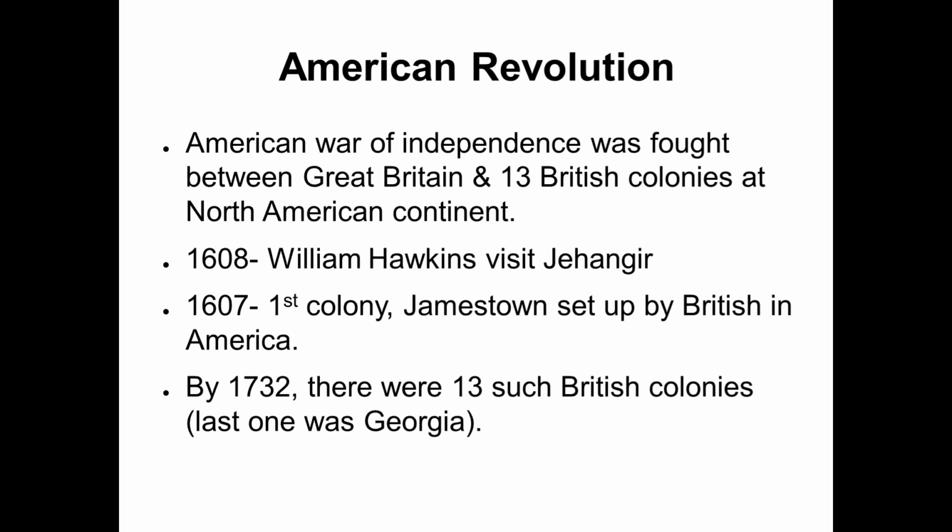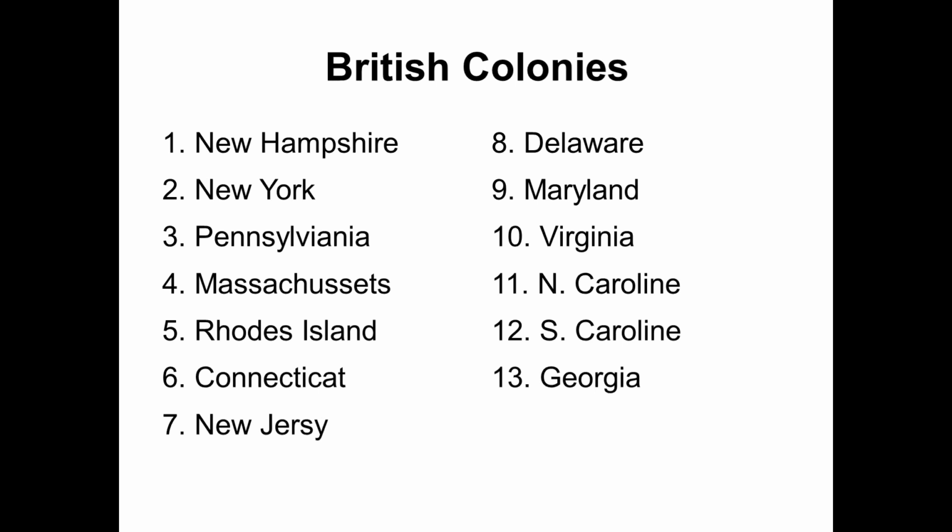Between 1607 and 1732, there were 13 such British colonies. The last one was Georgia. So it took them less than 150 years to make 13 colonies in what we today know as the United States of America. These were the colonies: New Hampshire, New York, Pennsylvania, Massachusetts, Rhode Island, Connecticut, New Jersey, Delaware, Maryland, Virginia, North Carolina, South Carolina, and Georgia. As I told you, the last one was Georgia.